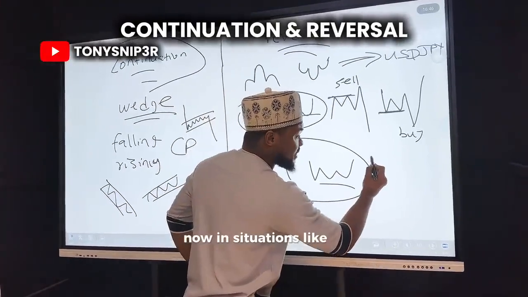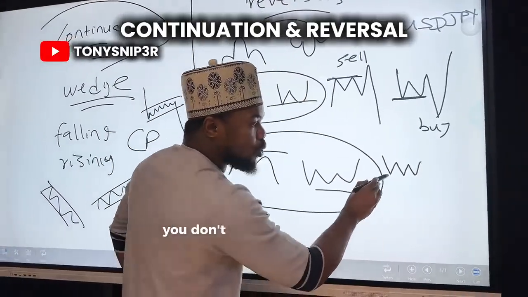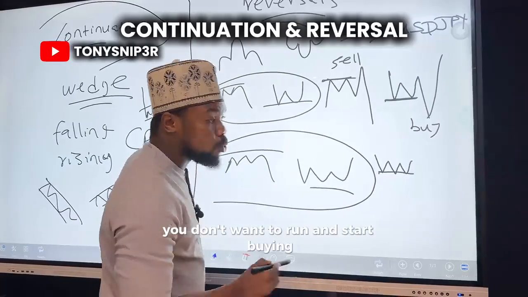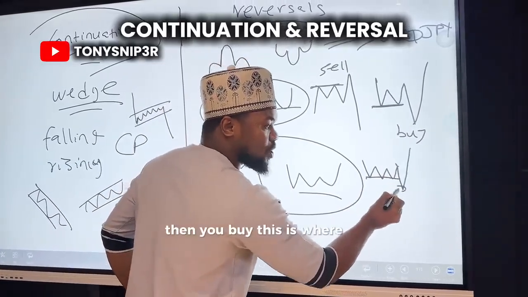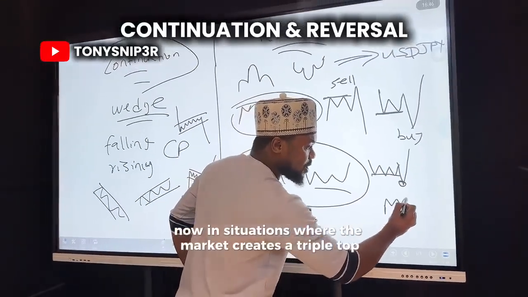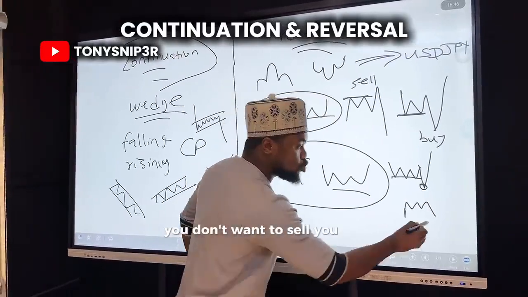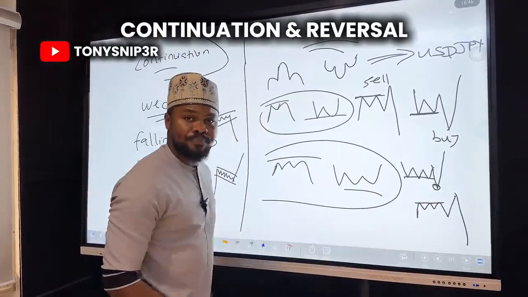Now, in situations like this, when the market creates a triple bottom like this, you don't want to run and start buying. Wait for the market to clear that triple bottom, then you buy. This is where you want to buy. Now, in situations where the market creates a triple top, you don't want to sell. You wait for the market to go back, clear this liquidity, then you sell.